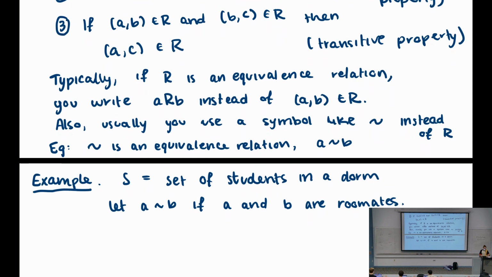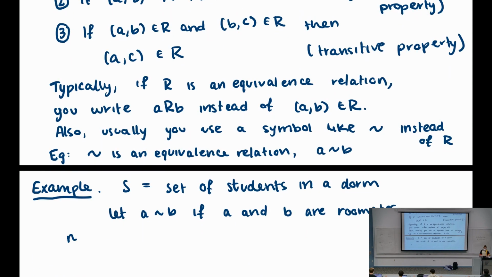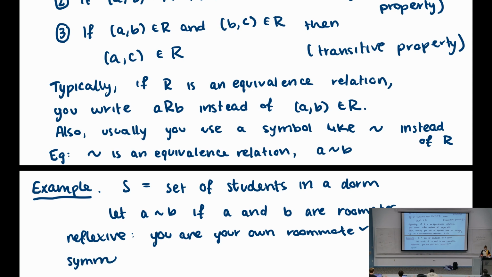So let's see why this satisfies the reflexive, symmetric, and transitive properties. So what does it mean to say that this is reflexive? It means that a person is their own roommate. So you are your own roommate. And then symmetric. This one would just say that if A and B are roommates, then B and A are also roommates.